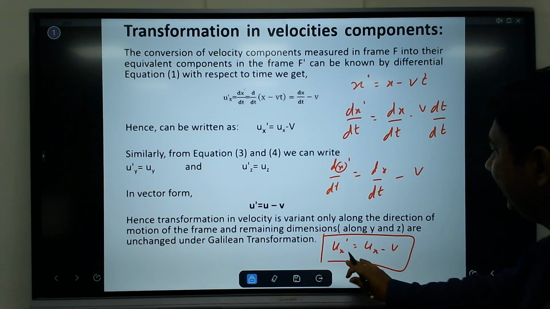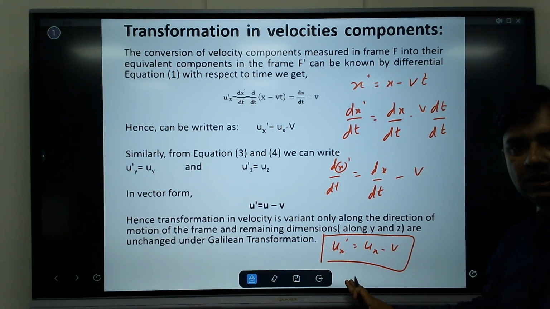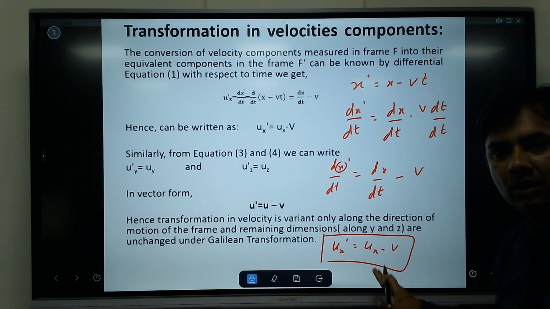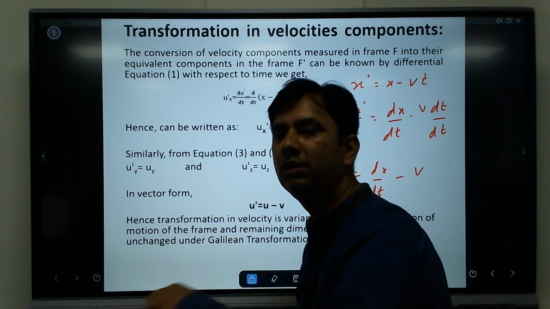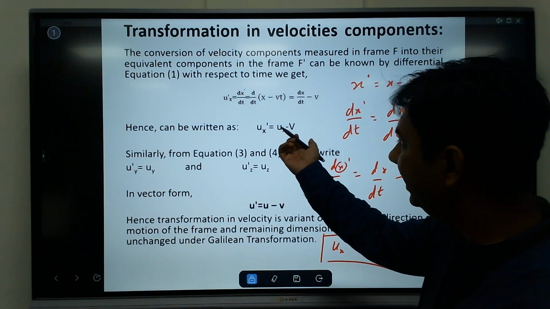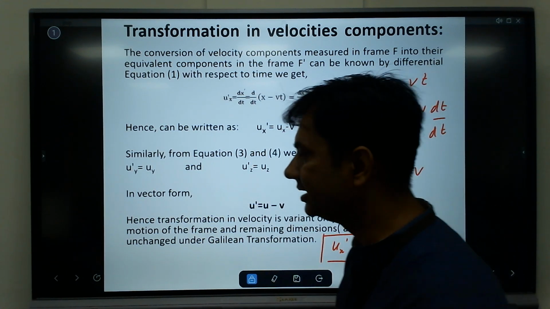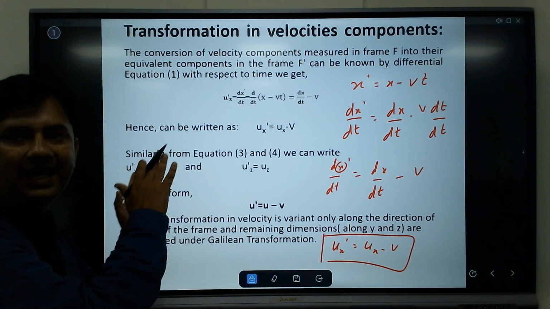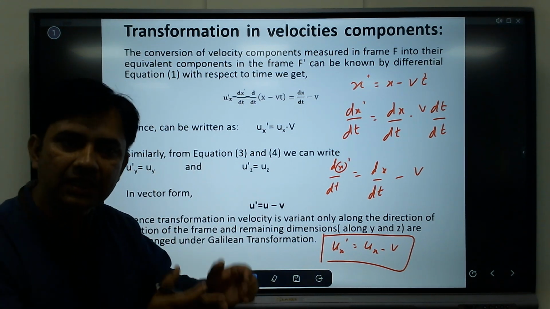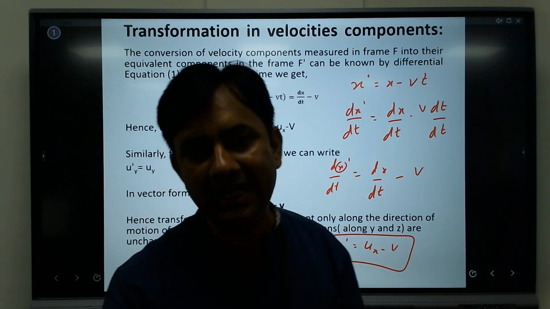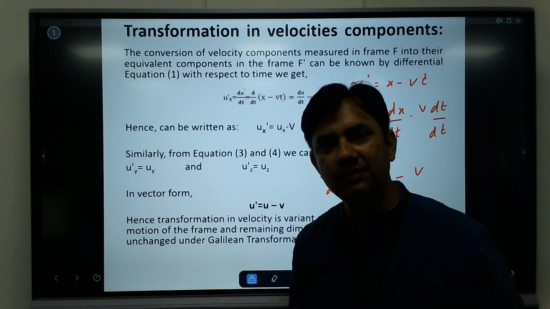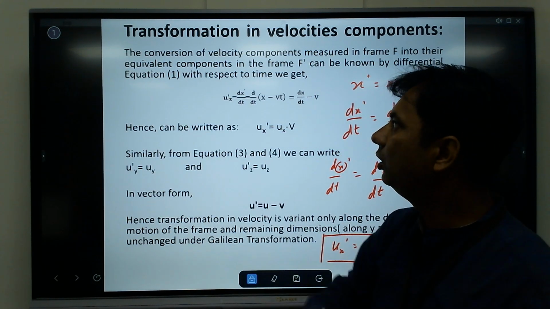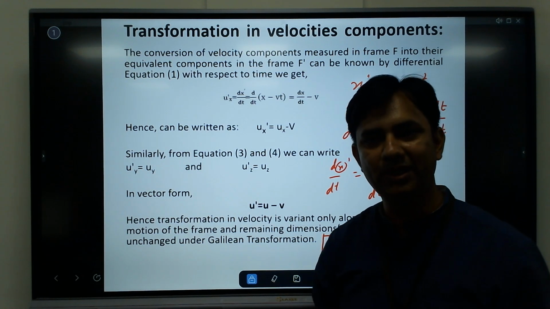So we can write it as, and you can see from here, the moving frame has a velocity less than what we have in the actual frame. And if you talk about the other axes, y and z, as we explained, y and z are invariant. That means the velocity on those will also remain invariant. So in the next class we'll start with another component, which is called transformation in the acceleration component. Thank you.